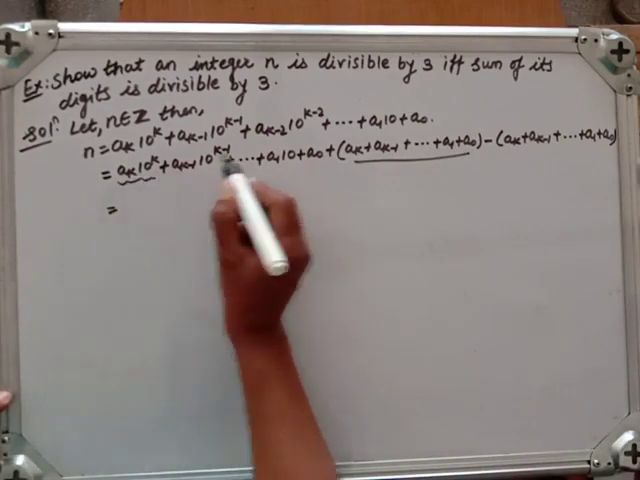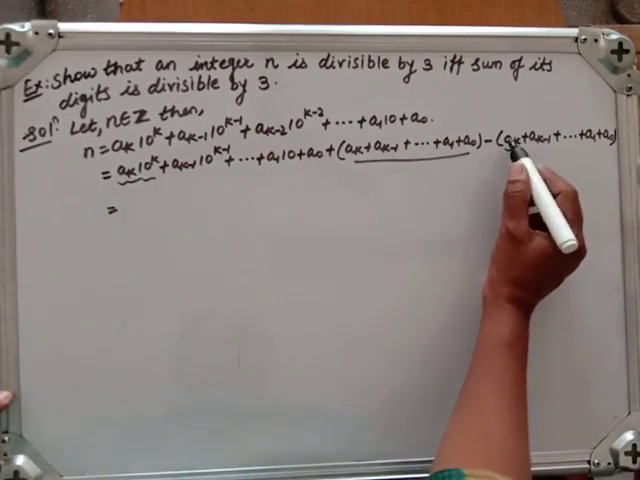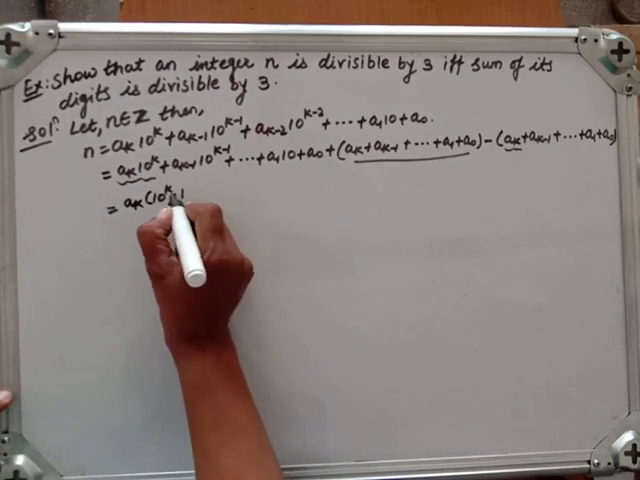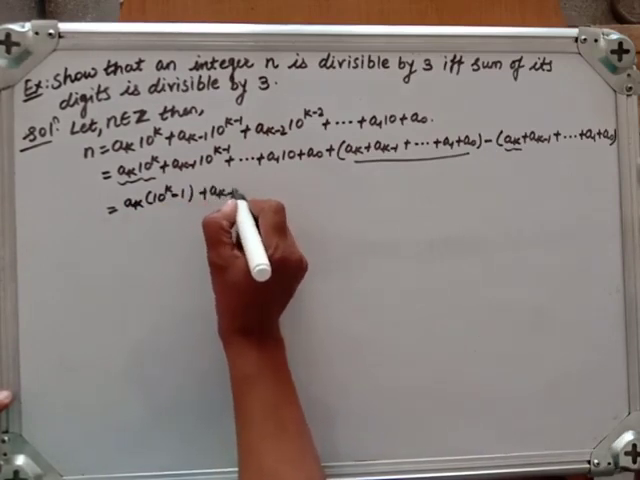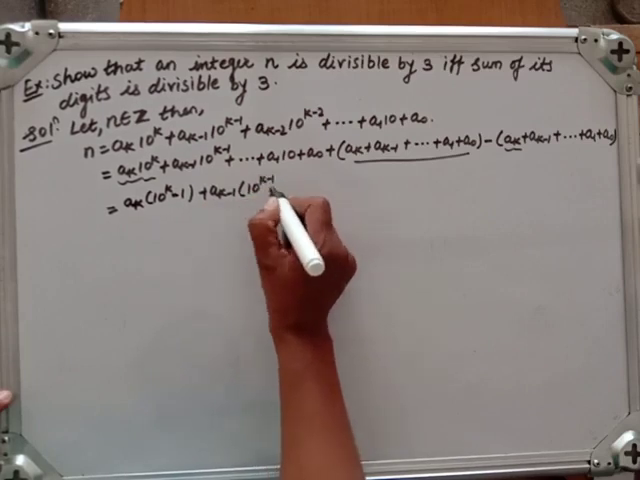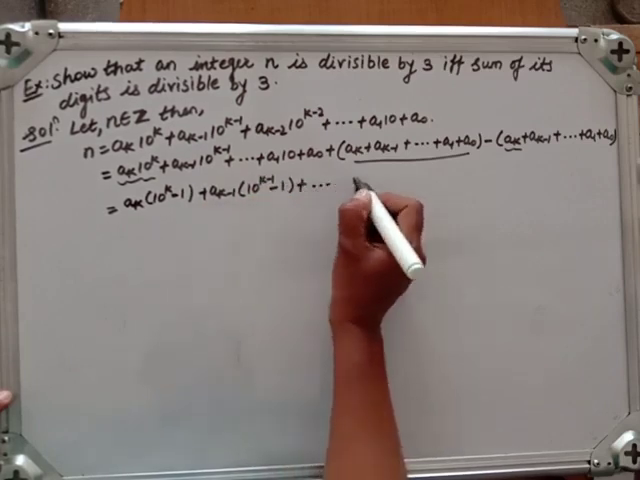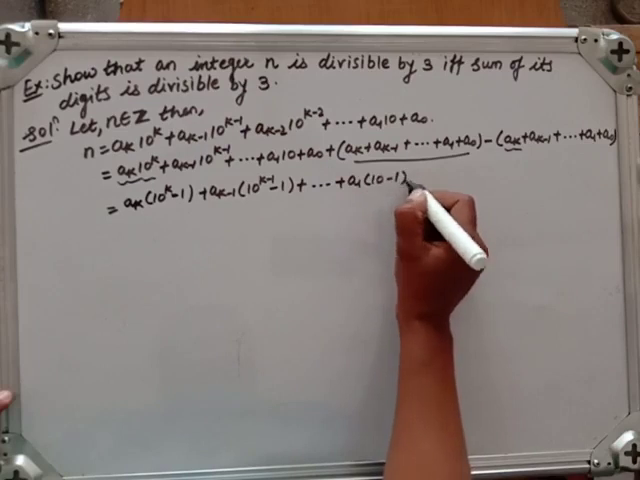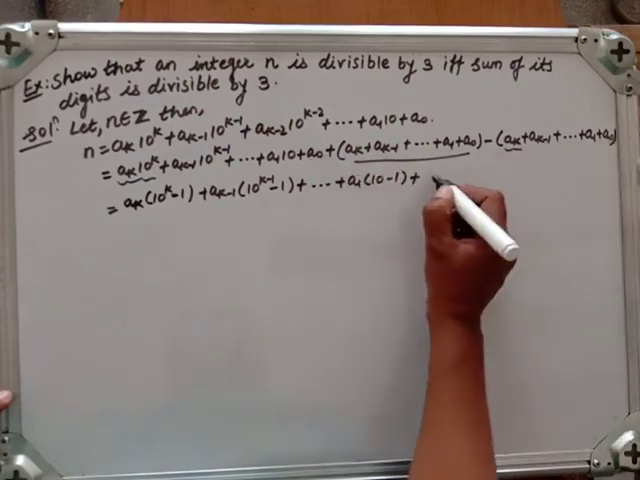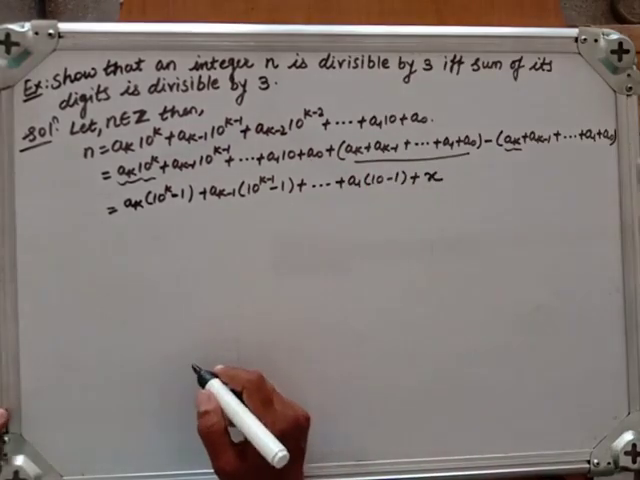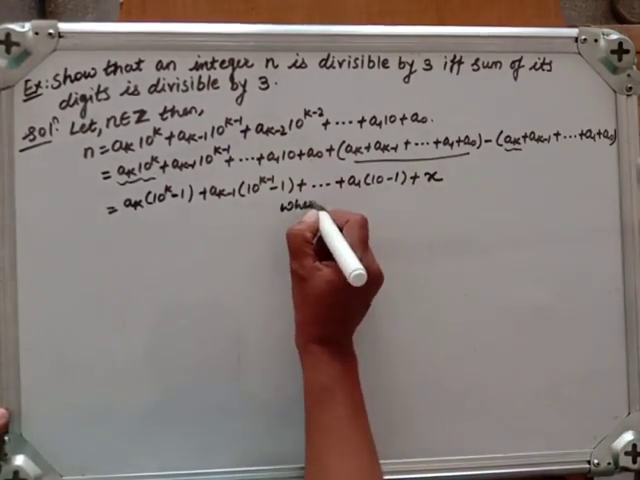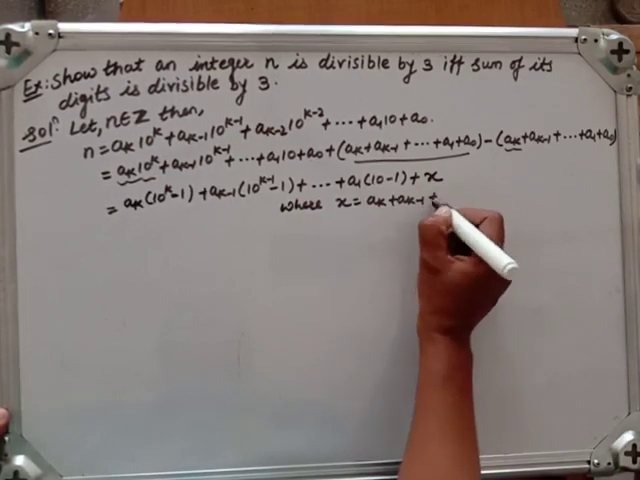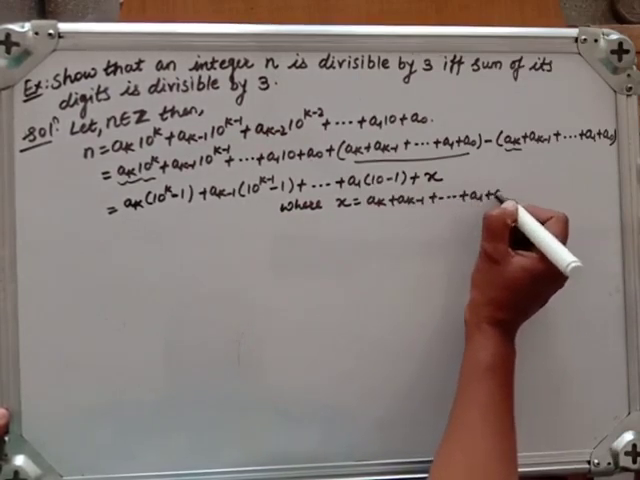Here we can take ak common from this, so the coefficient is, due to this minus sign, it can be written as ak into (10 raised to k minus 1) plus ak minus 1 into (10 raised to k minus 1 minus 1) plus so on up to a1 into (10 minus 1), plus this a0 and minus a0 get cancelled, and this part I am naming as x, where x is ak plus ak minus 1 plus so on up to a1 plus a0.